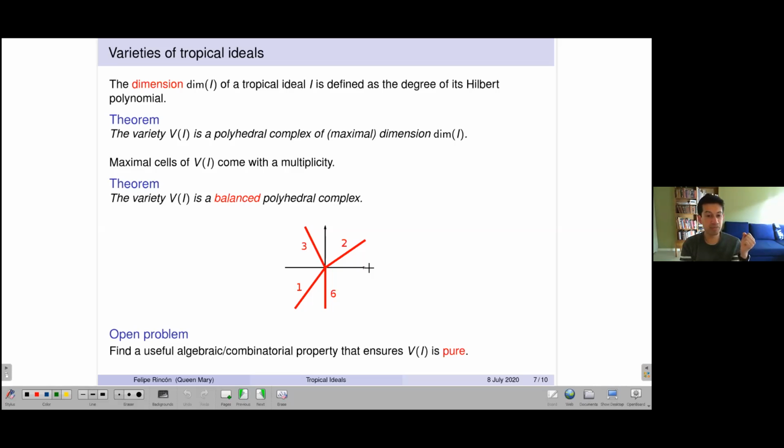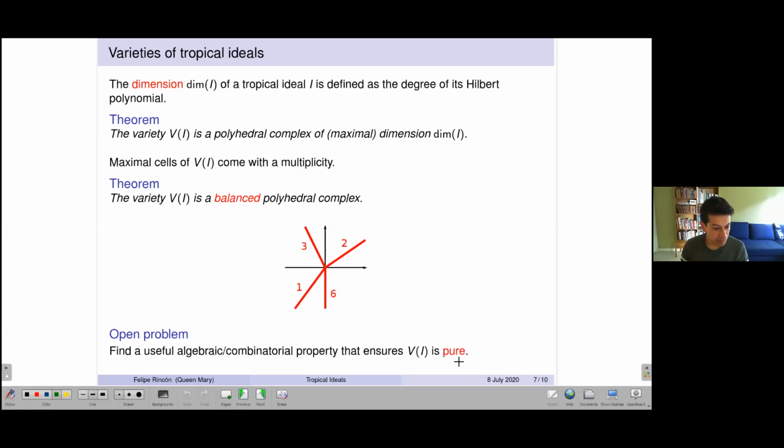Tropically, it's not so clear what irreducible means. So one open problem that I'm very interested in is to find some kind of useful algebraic or combinatorial property that you can impose on a tropical ideal that ensures that its variety is pure, that all the maximal cells that you see have the same dimension. So you would want some kind of way of saying that the tropical ideal is prime, but it turns out that the naive notions of prime do not work so well.